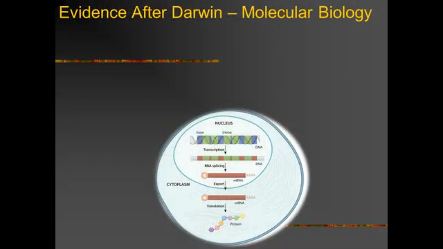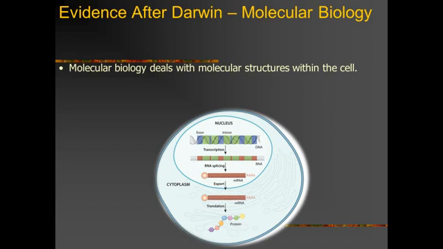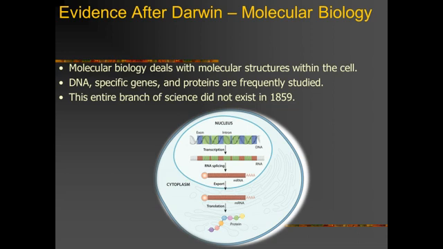Okay, our next area of new discoveries is the area of molecular biology. Now, this deals with molecular structures within cells, such as DNA, genes, proteins, and other complex molecules. It's pretty safe to say that this entire branch of science wasn't really in the same form that it is now as back in 1859.